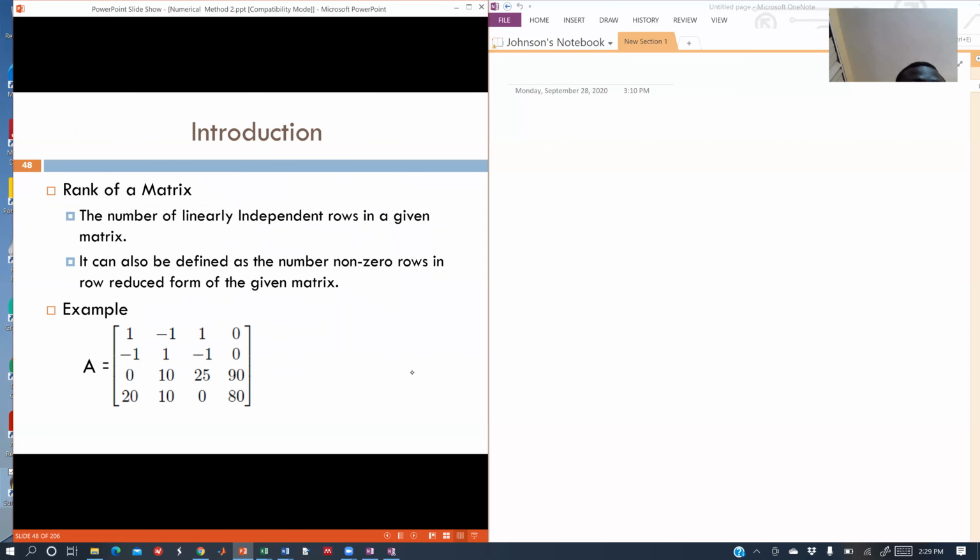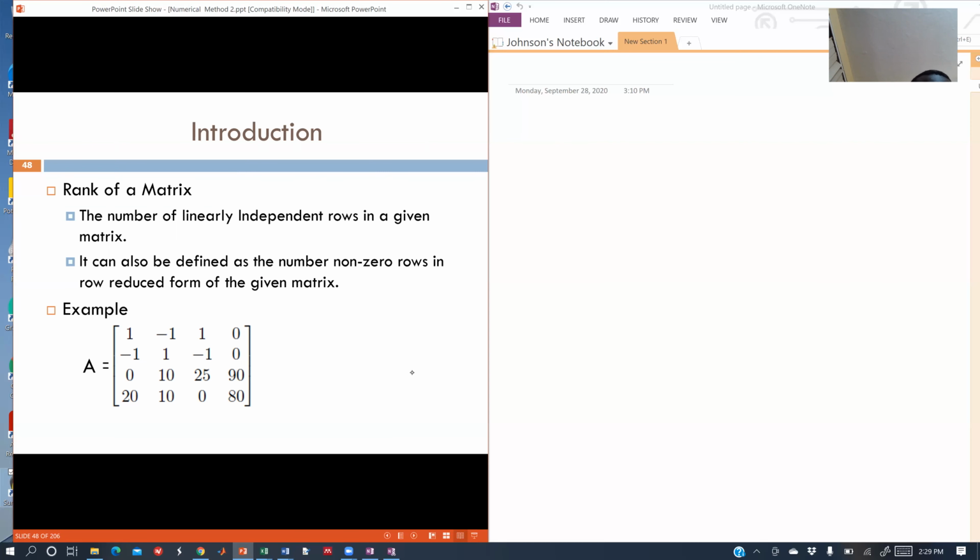Some basic definitions that we might need. The rank of a matrix. As you learned in linear algebra, you were told that it is the number of linearly independent rows in any given matrix. Or it can also be defined as the number of non-zero rows in the row-reduced form of the given matrix.